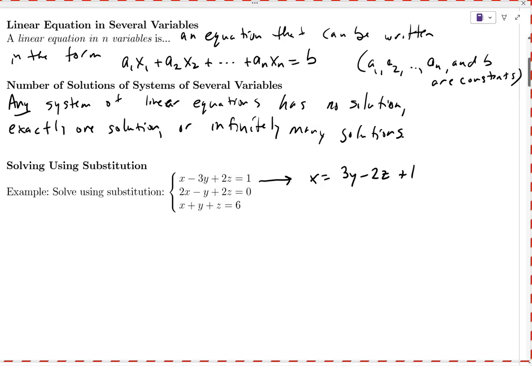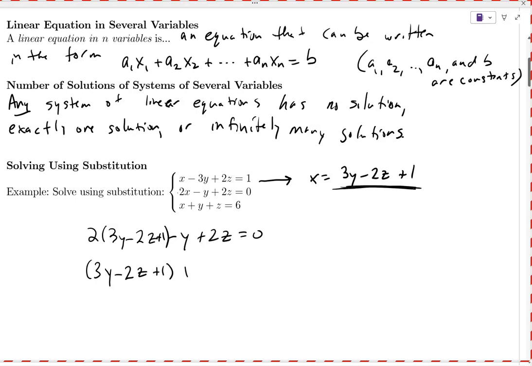And now what we'll do with this expression is we'll take this expression for x and plug it into the other two equations. Okay? So we'll have 2 times 3y minus 2z minus y plus 2z equals 0. And, oops, I forgot my plus 1, didn't I? Sorry. And then do the same thing in the second equation and plug that in for x as well. So literally just took out the x and put in the expression for x that we just found.